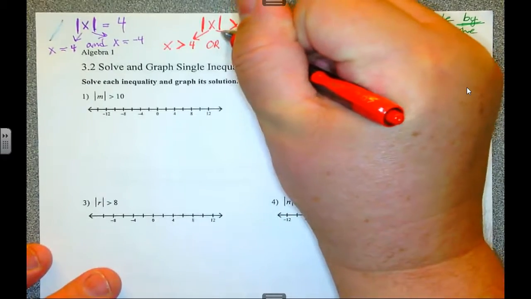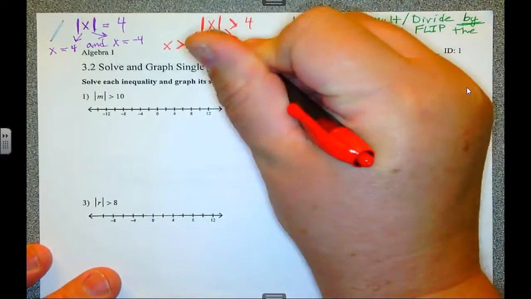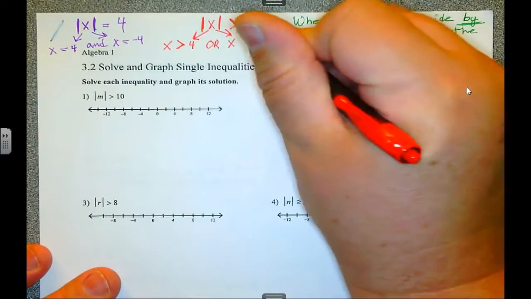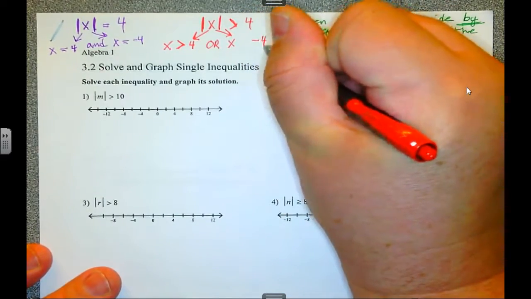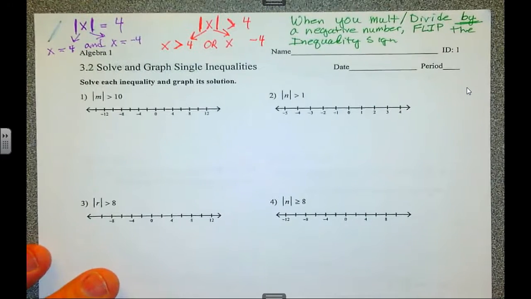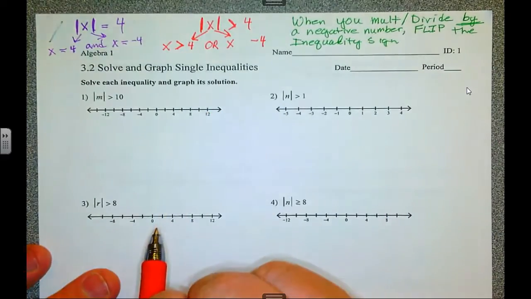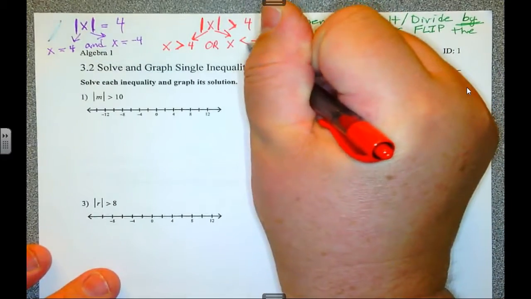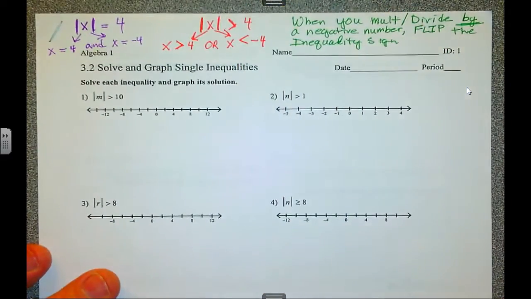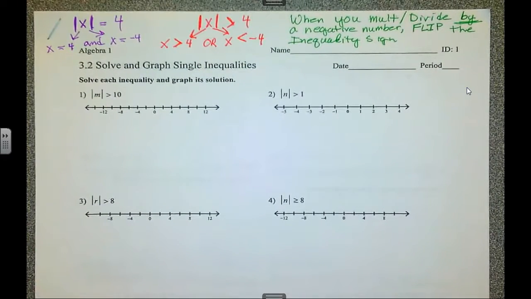Okay, my second case. I take what's inside, set it equal to the opposite of what's there. Okay, -4. Yeah, I have to flip the sign because technically I'm multiplying that by -1. So I have to flip my sign. When I go to graph this, x is greater than 4, x is less than -4.